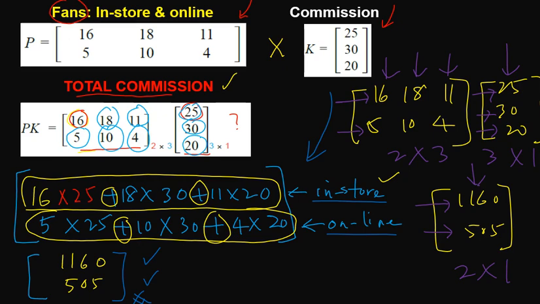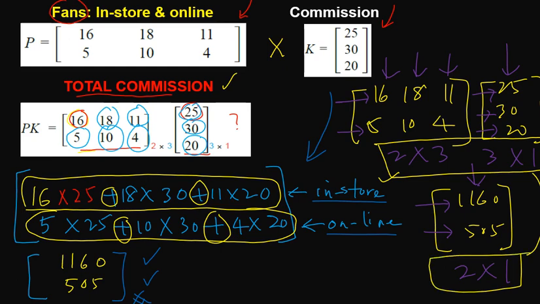Okay, so now let's see. Do you see this one? When you times, it will become this one. What do you see? You can times the matrix when the column of the first and the row of the second are the same. And then the answer will be this one, 2 by 1.